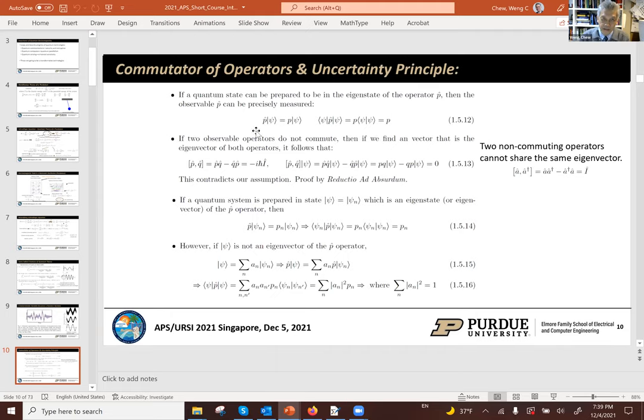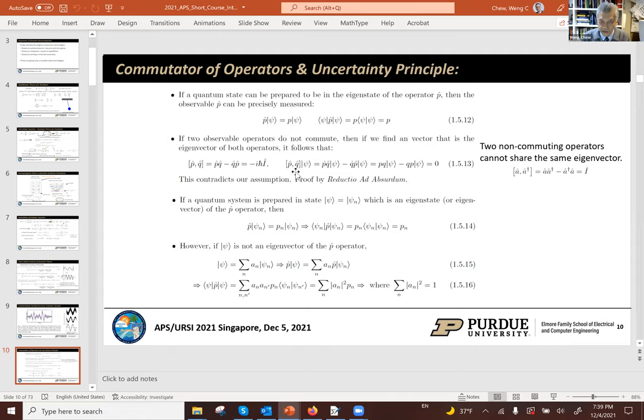Okay, but preparing a system to be in a quantum state which is the exact eigenfunction of the P hat operator is not trivial. So usually two observable operators do not commute. Like if I have an operator representing the observable p, and the other Q hat operator representing the position q, and if they do not commute, as we know, they do not commute as such.